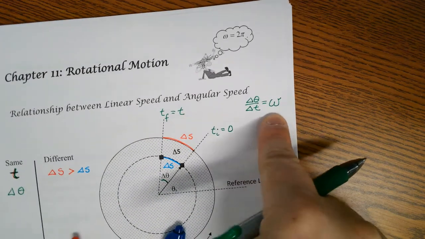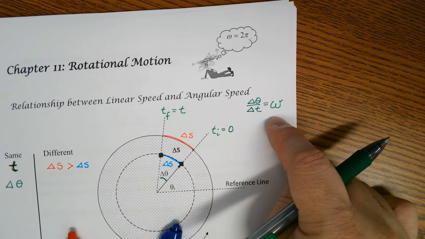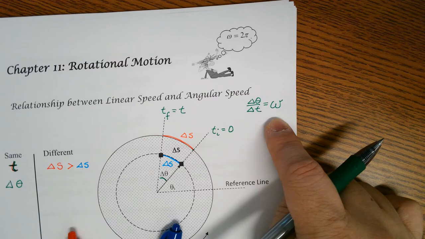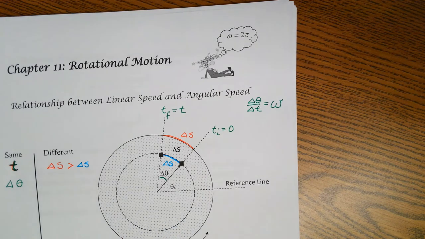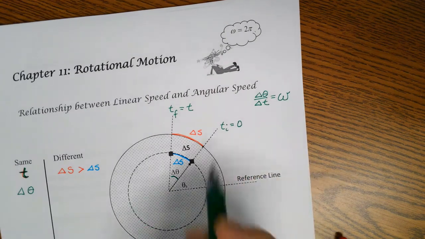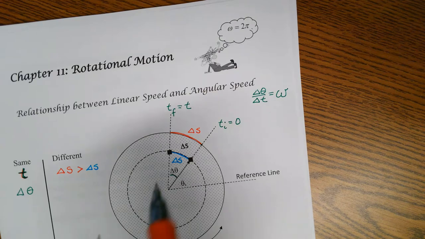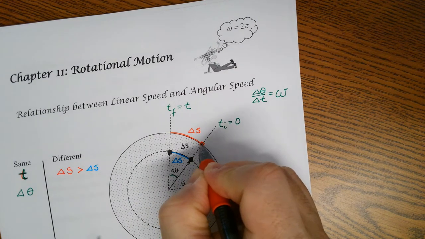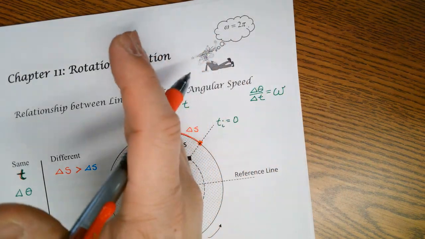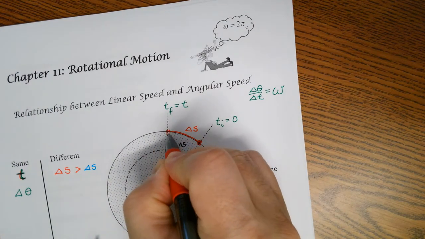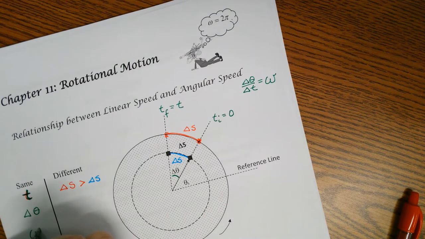omega. This is not W. This is lowercase omega, which is a Greek letter. That's the last letter of the Greek alphabet. Okay? All right? This omega is going to be the same whether it is for the blue object or the red object. Why? The amount of sweep, which we call delta theta, is going to be exactly the same value in the same amount of time. Okay? So omega will also be the same for both objects.